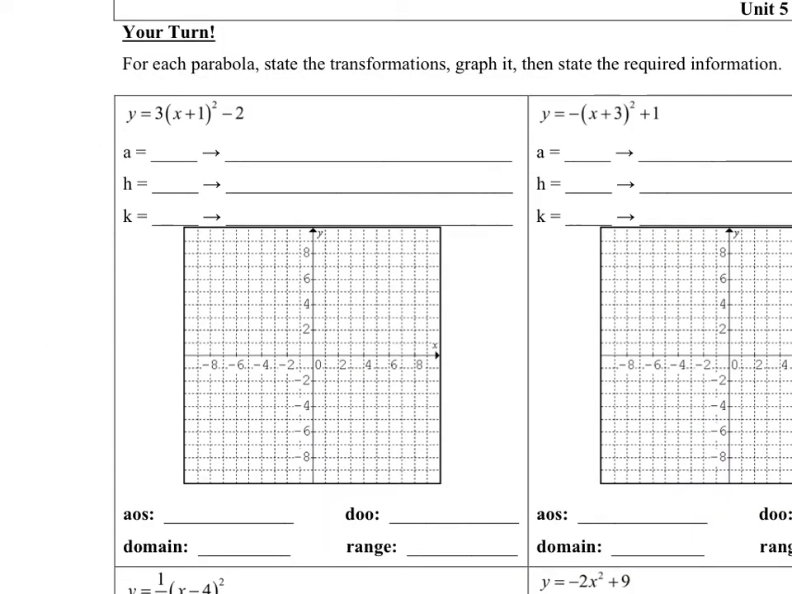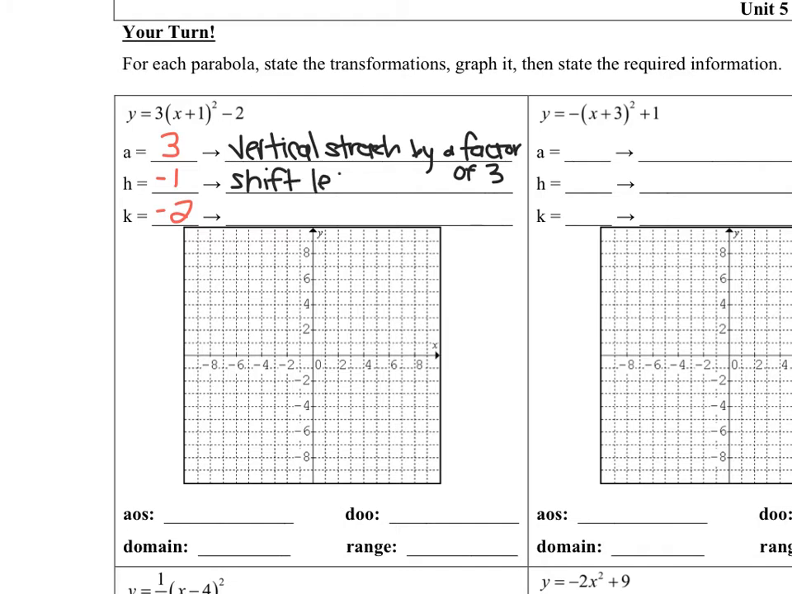All right, let's do a little bit more practice. So I'm going to walk through this next one once more with you. So our a value is 3, the h is -1, opposite sign, and the k is -2. So that a value of 3, because it's greater than 1, means we have a vertical stretch by a factor of 3. So we're going to expand our parabola. The -1 means we're shifting left 1 unit, and the -2 means we're shifting down 2 units.